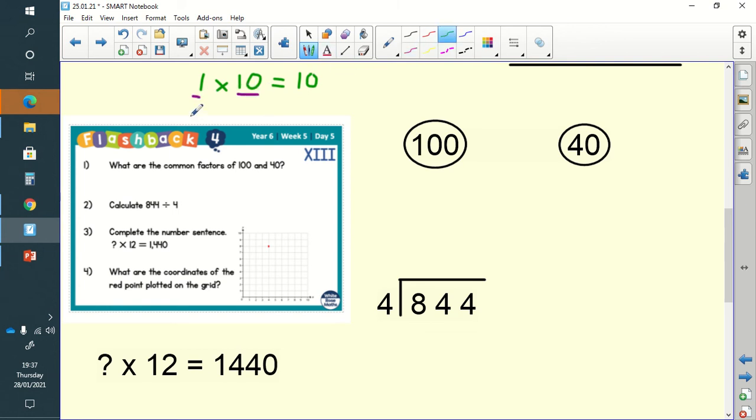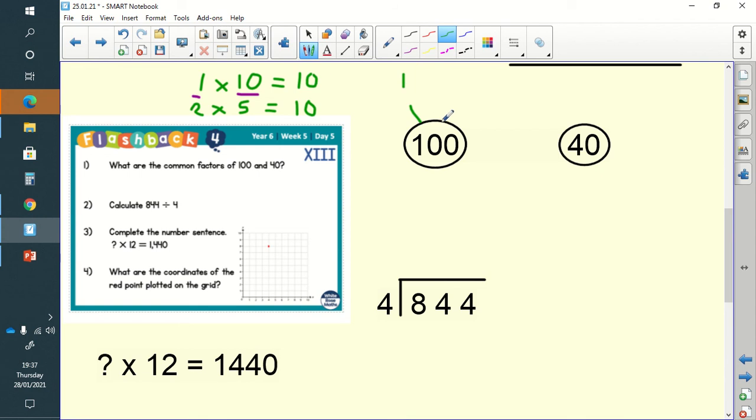Other factors of 10 could be 2 times 5. So 2 and 5 are factors of 10. So when I'm thinking about factors of 100 and factors of 40, I'm looking for the common factors. So I'm going to start by finding the factors of 100.